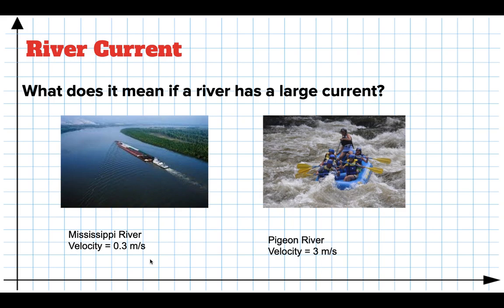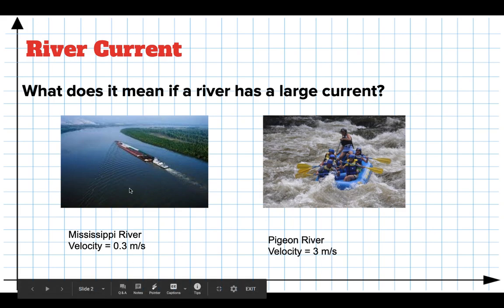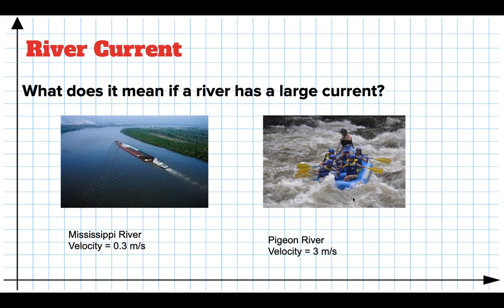So here we have the Mississippi on the left, and Mississippi flows fairly slowly most times. The velocity is about 0.3 meters per second, so it's not going too fast. On the other hand, you have the Pigeon River, which flows through Gatlinburg and Pigeon Forge, and it's a fairly fast moving river. It moves about 3 meters per second. So, which river do you think has a greater current? And what does that tell us about the word current and what it means?